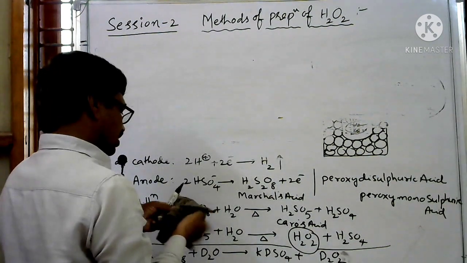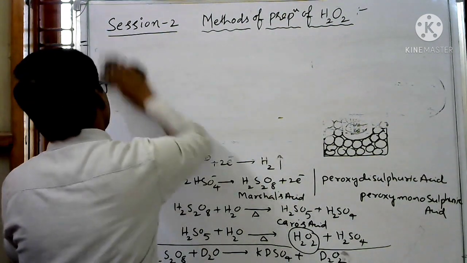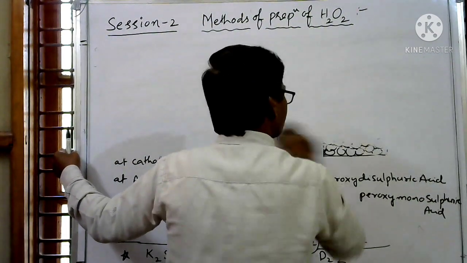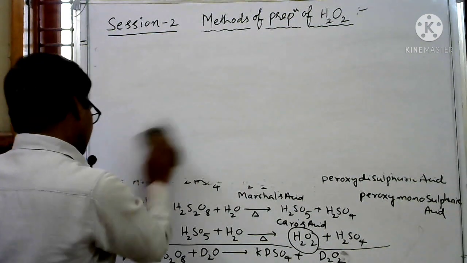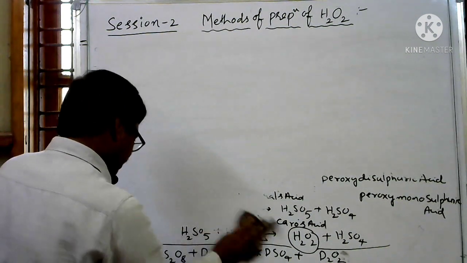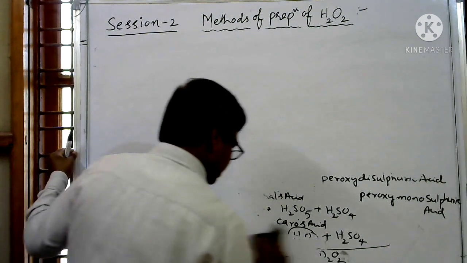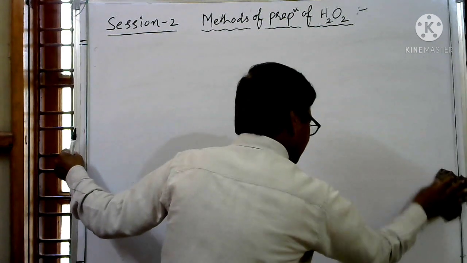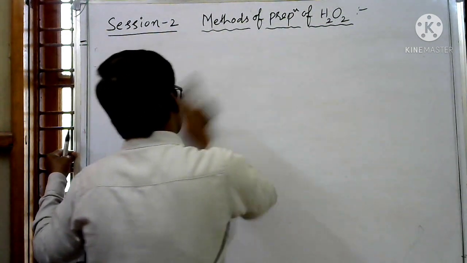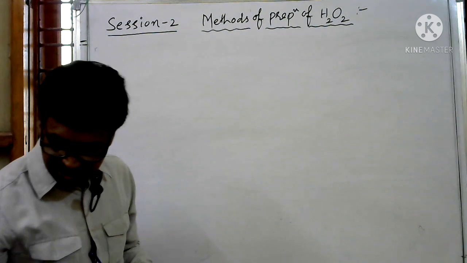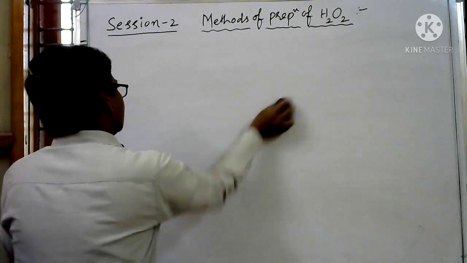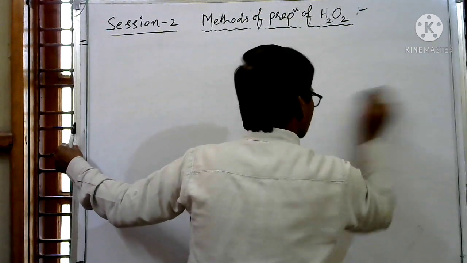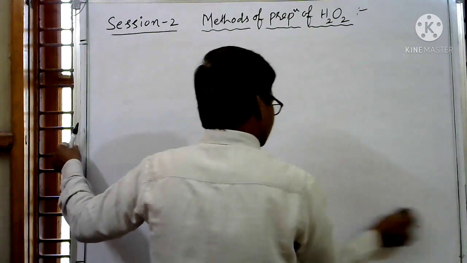Anthracene structure you should know. If you know the anthracene structure, we can easily write 2-ethyl anthraquinol. Benzene you know. Benzene is just a 6 carbon compound with alternate double bonds inside. Naphthalene is nothing but 2 benzene rings fused with each other. Anthracene is simply 3 benzene rings fused with each other.